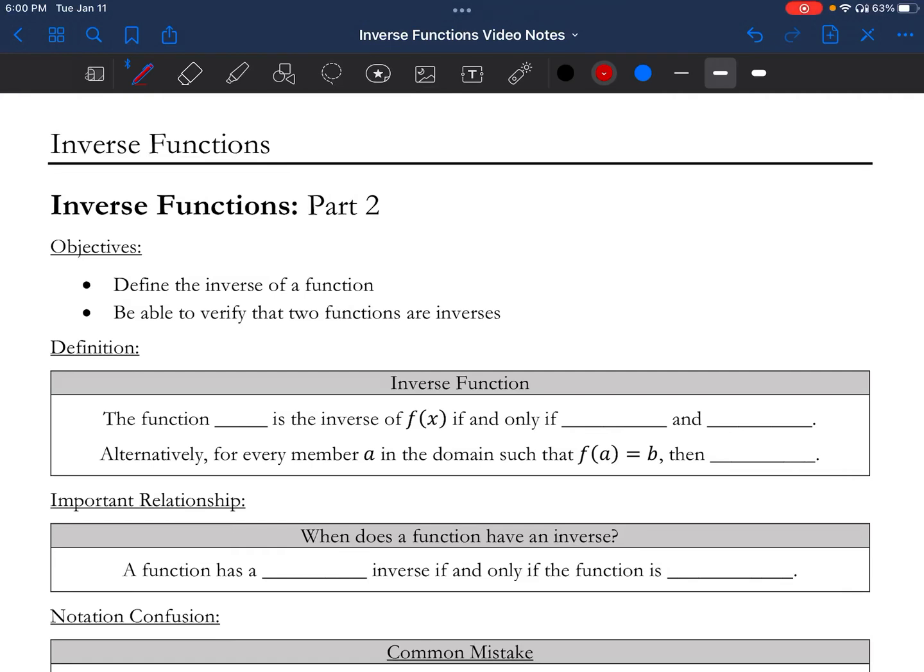So in this video, I'm going to continue talking about inverse functions, and specifically, I want to define what the inverse of a function is, and I want to be able to verify that two functions are indeed inverses of each other. So I want to start off by defining what an inverse is.